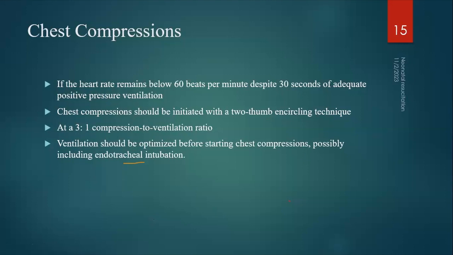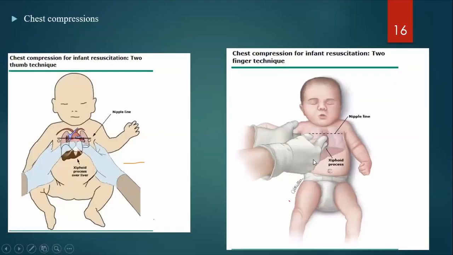So first, we should make sure the airway is properly open and properly ventilate the child for at least 30 seconds. For chest compression, we have two techniques: the two thumb technique and the two finger technique. In the two thumb technique, we wrap our hands around the neonate and use the two thumbs at the sternum to compress the chest. In the two finger technique, we use two fingers between the xiphoid process and the nipple to administer the compression.